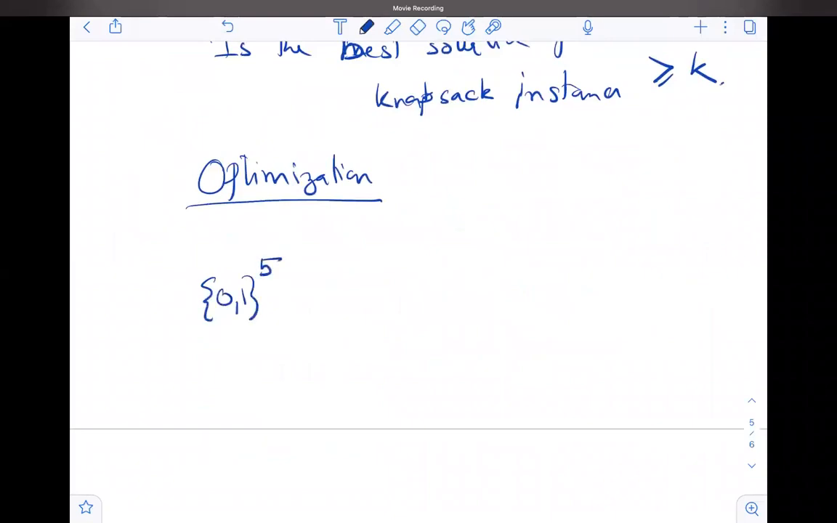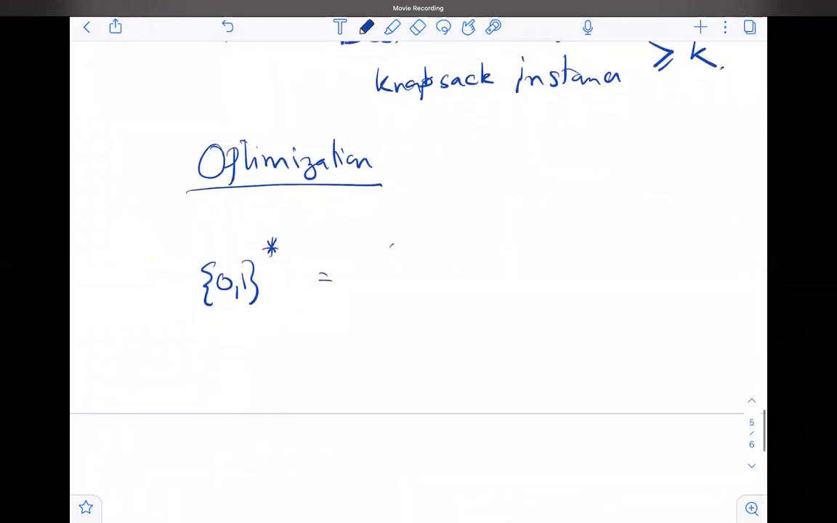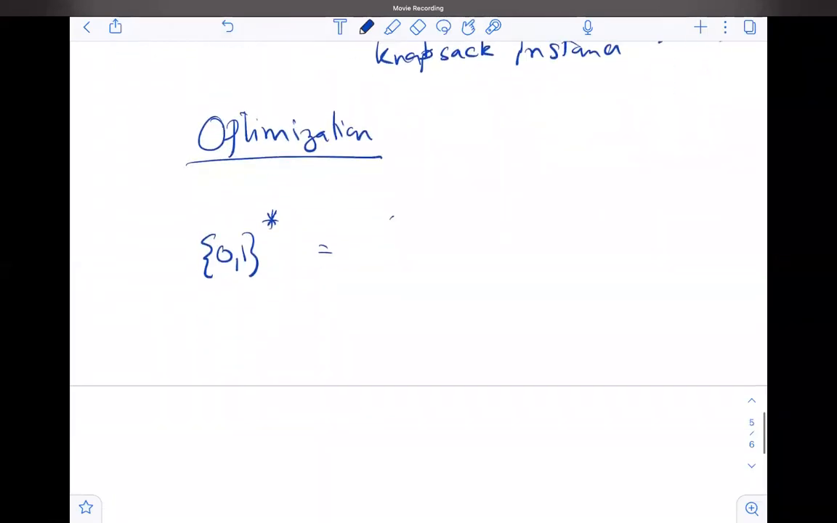So this is a binary string of length 5, some binary string. So it is the union over i equals 1 to infinity of {0,1}^i. This is like capital N, representing all natural numbers, if you think of the codes as representing numbers.